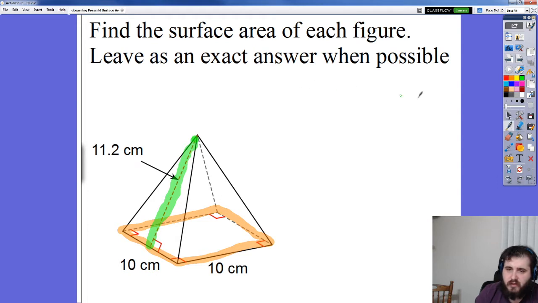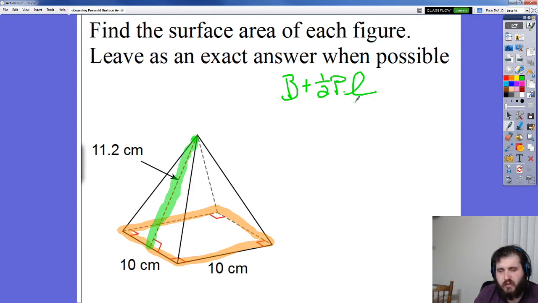So let's set everything up. B plus 1/2 PL. The book will use a lowercase l. You can use an uppercase L, a lowercase l, whatever you want. When I do the lowercase l, I do a cursive L just because otherwise, how do I know that that's not an I? So there's how I'll write it by hand. You can write the L whatever way you want as long as you identify that this symbol signifies slant height.